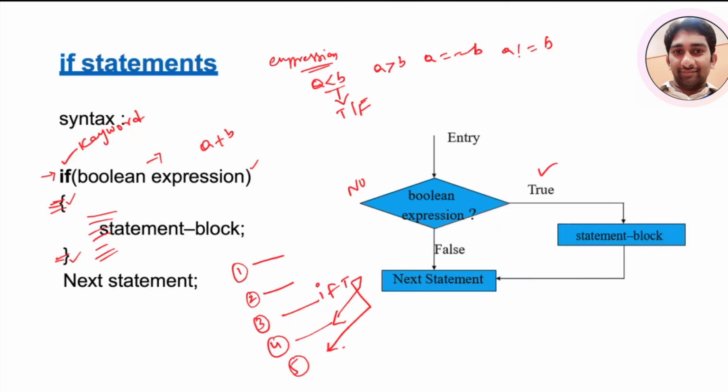In this flowchart we can see that the flow of the program will be coming from the previous part, and it will check the Boolean expression. What is a Boolean expression? Like a less than b is a Boolean expression, for example. So if a is less than b, then what will it do? It will just print that a is smaller than b. Okay, and next it will go to the next statement.